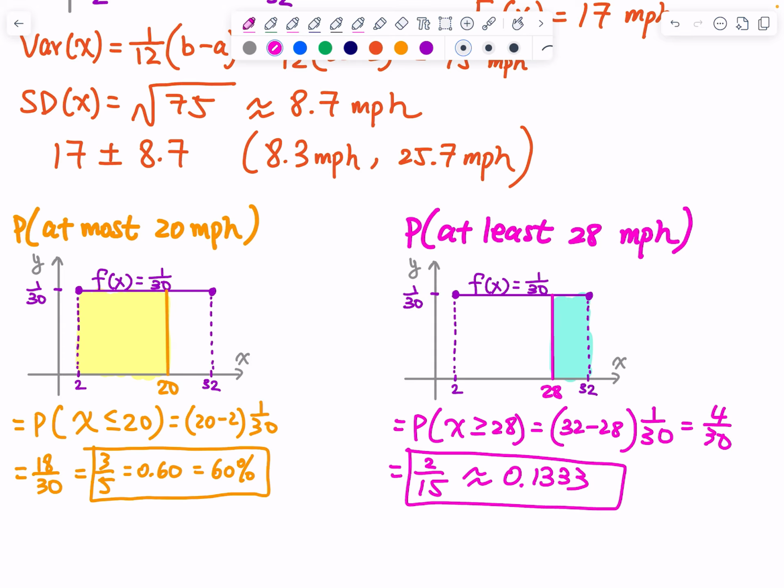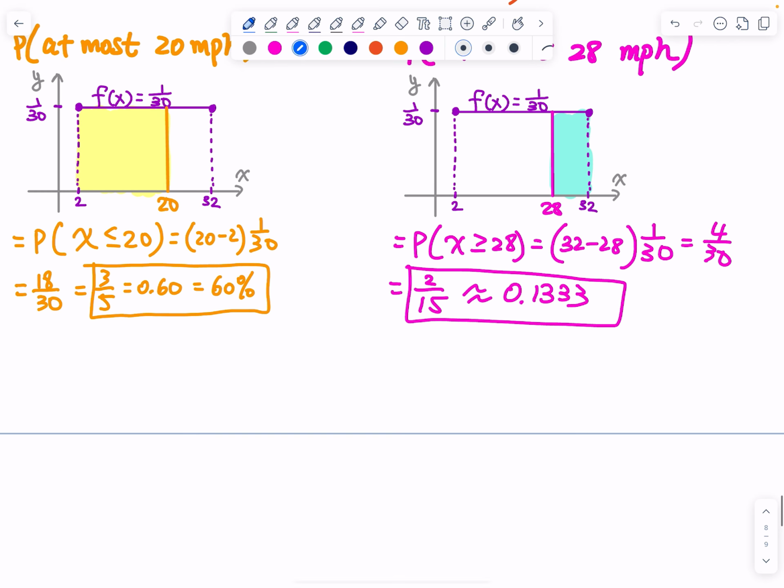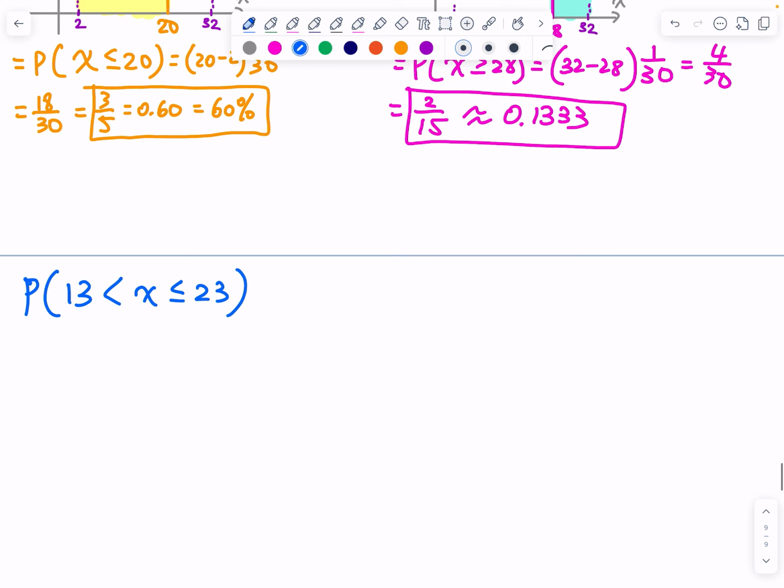Let's do more. Let's try to find some between, shall we? How much space do I have? Not much. I will just do it right here. The probability that the car passing at this speed is between 13 and 23. Does the equal sign make any difference? The answer is no, because X is a continuous random variable, so with or without the equal sign makes no difference.